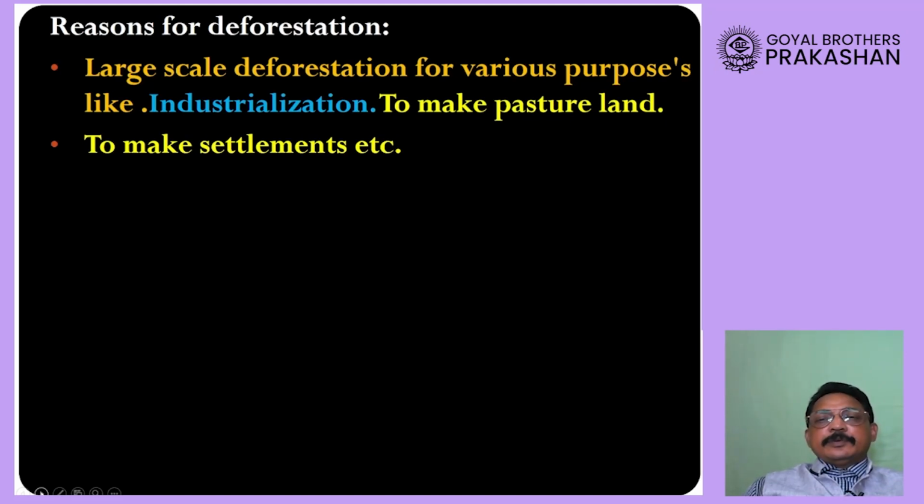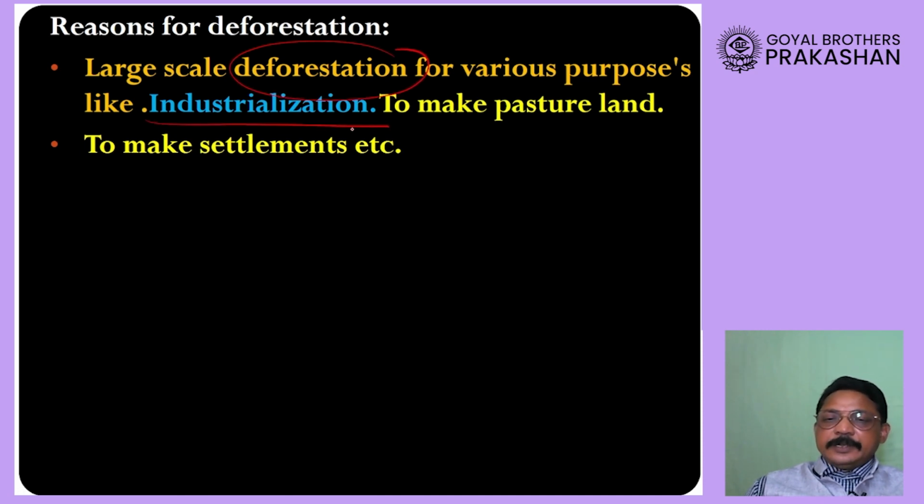Now, if the question is asked why there is deforestation, deforestation is carried out for various purposes. People want to make houses, they want to construct dams, they want to construct roadways. So for all these developmental processes, deforestation is done. Whenever industries are to be made, they are generally made outside the city by clearing the forest. Sometimes forests are cut to make land available for grazing. So in this way, dear students, in a lot of ways deforestation is occurring, and that is causing damage to our environment.